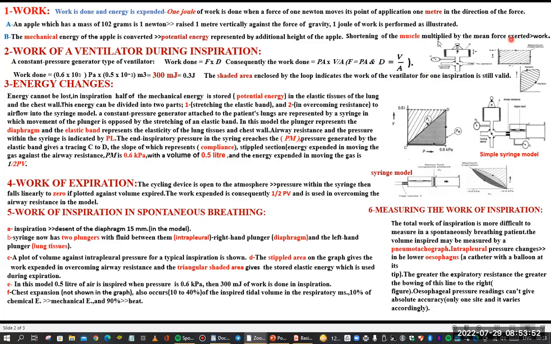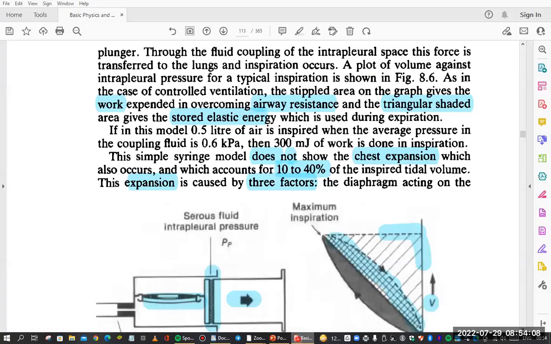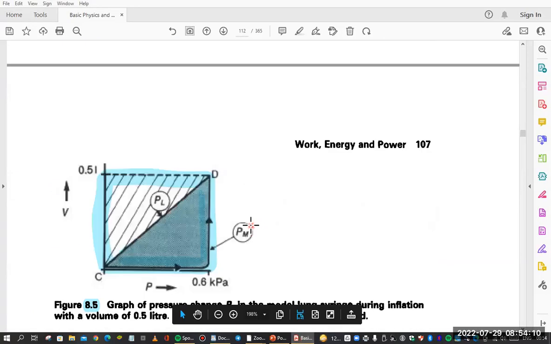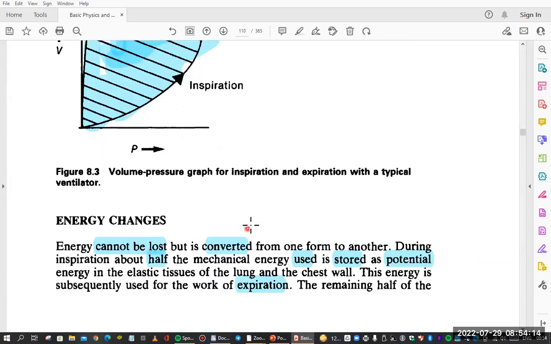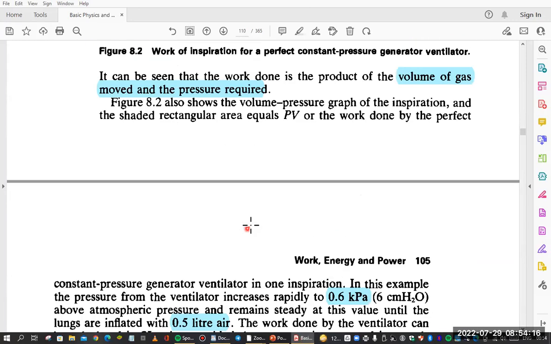The muscle shortening, of course, multiplied by its force can yield the work of the muscle. To show the work of ventilation during inspiration, we will use a constant pressure ventilator as an example to try to calculate the work.